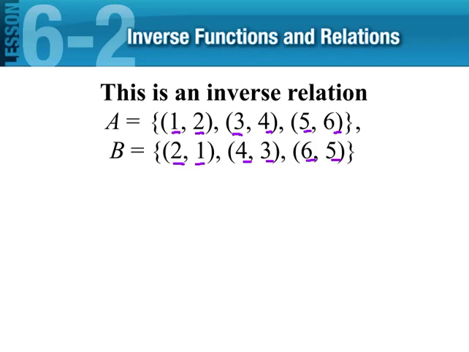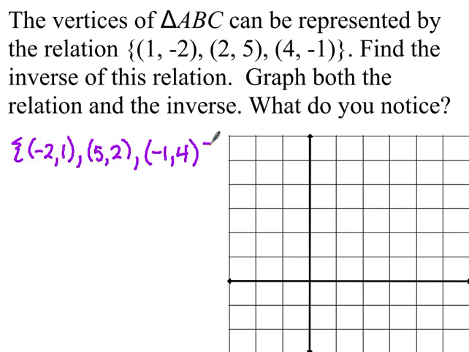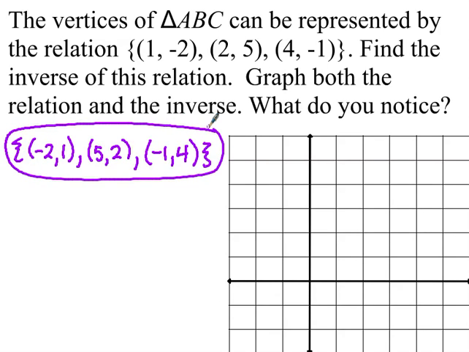Let's go ahead and look at this. It says the vertices of triangle ABC can be represented by the relation. Find the inverse of this relation. So what would the inverse be? -2, 1. Okay, so far we handled that right. What else? 5, 2. Very good. And then what comes next? -1, 4. So there you go. There's your inverse.